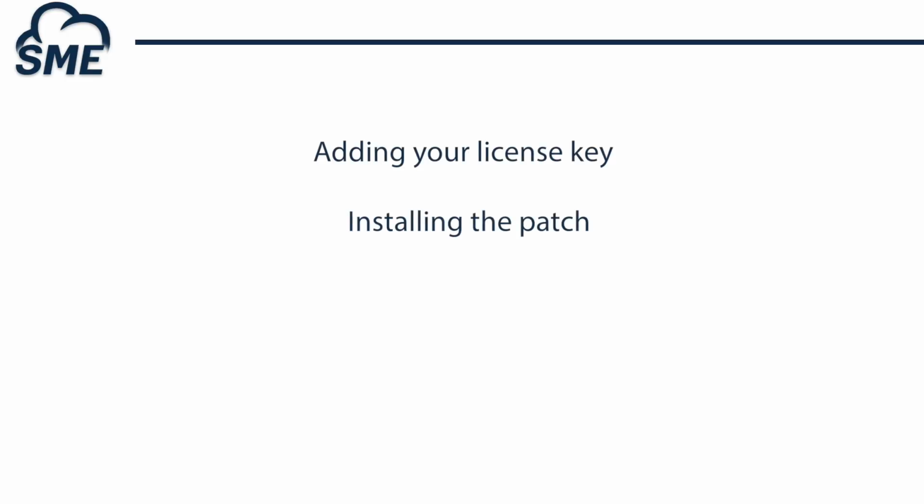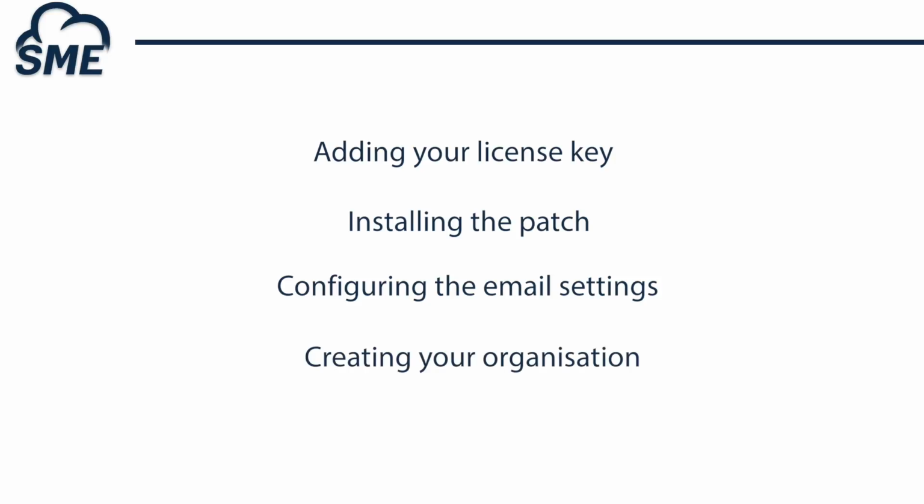In this video we are going to show you how to configure the enterprise appliance, focusing on these key areas: adding your license key, installing the patch, configuring your email settings, creating your organisation, and adding your first user. For the purpose of this video we are going to be using VirtualBox to install the appliance.